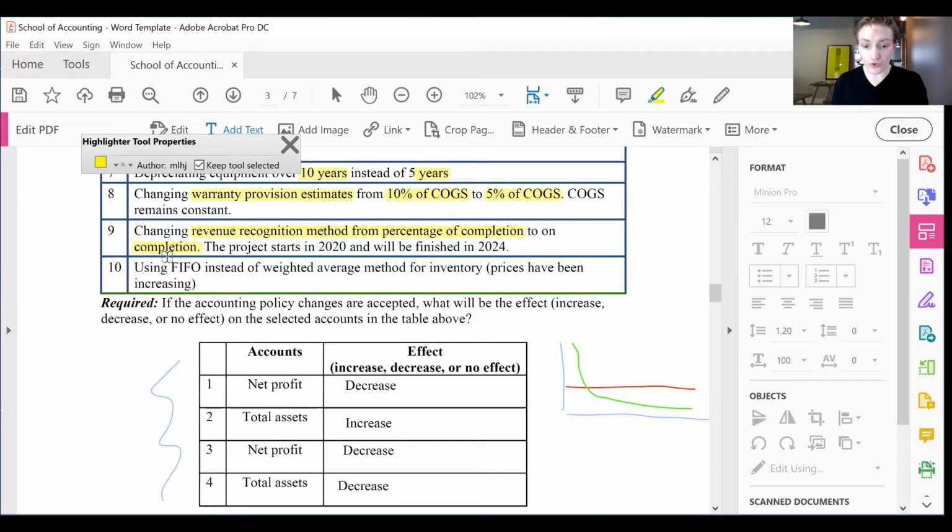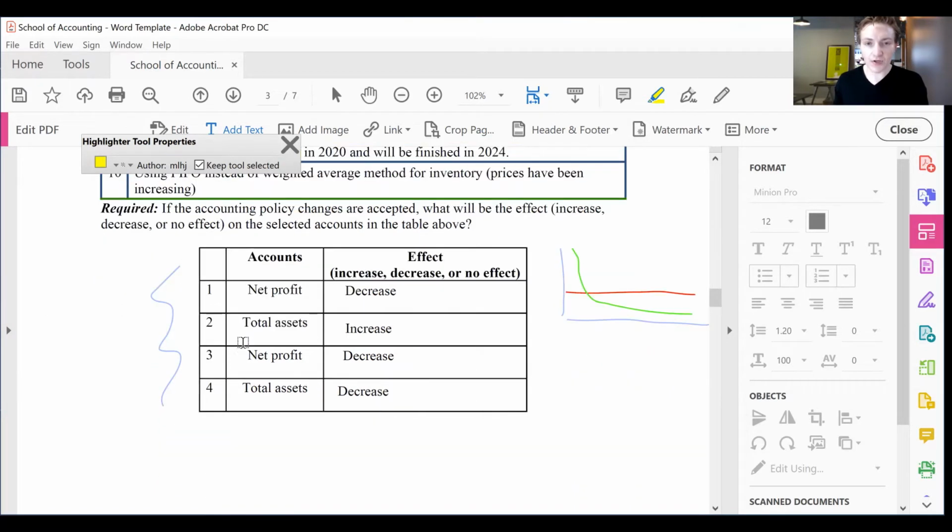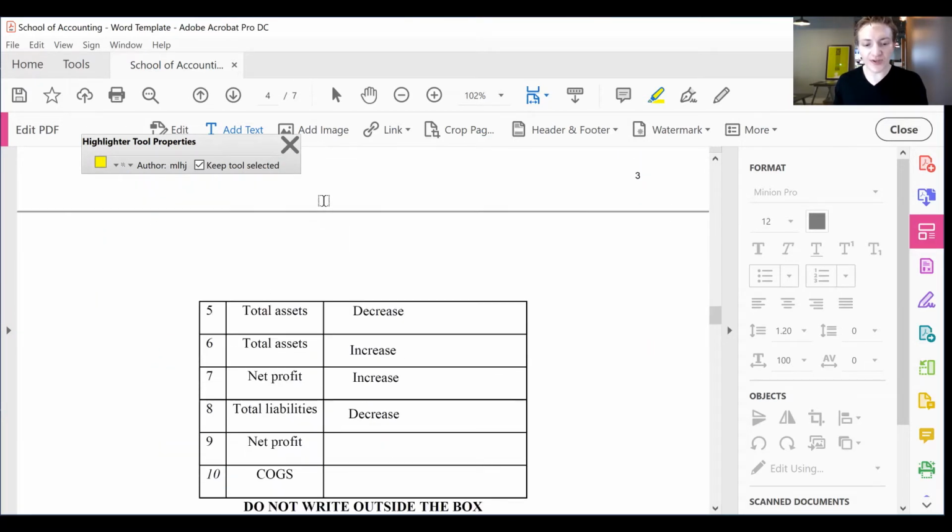So say you use the on completion method instead of percentage of completion method. That would ultimately decrease your profits in the present year. So with that in mind, we would decrease our net profit because on the on completion method, we simply recognize no net profit each year.